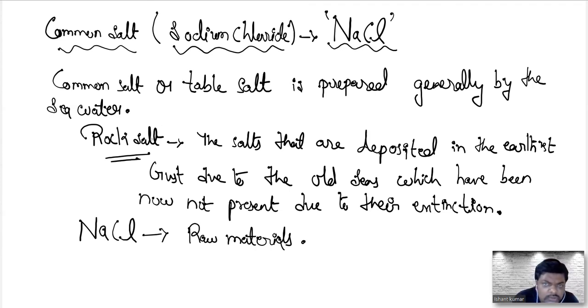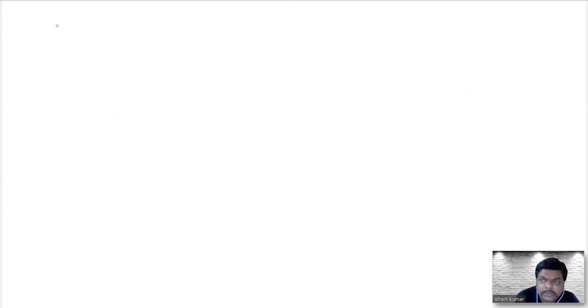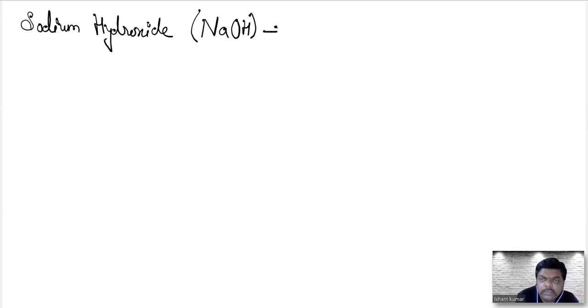So let's see what are the different products which can be prepared by using this NaCl, for which it acts as raw material. The first product is sodium hydroxide, NaOH, which is formed by using NaCl.